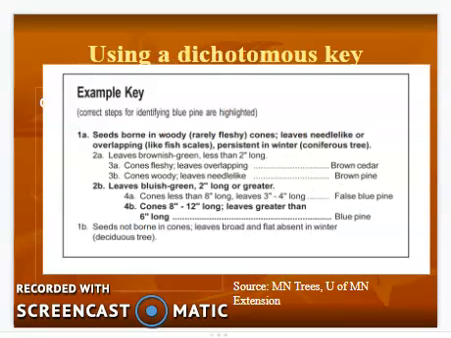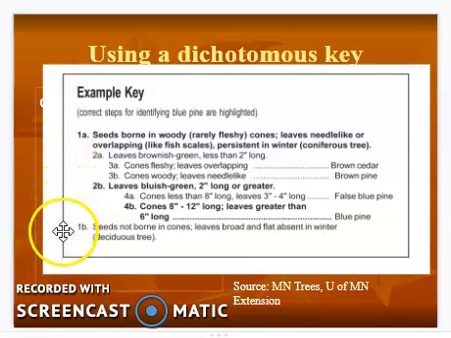We're going to use the dichotomous key from the book that I posted. It's a PDF version, but this is an example of what the key would look like. Dichotomous means two. You have two choices in each step. Here we have choice 1A or choice 1B. 1A: the seeds are borne in a woody cone, and the leaves are needle-like or overlapping like fish scales, and they're persistent in the winter, meaning they stay through the winter.